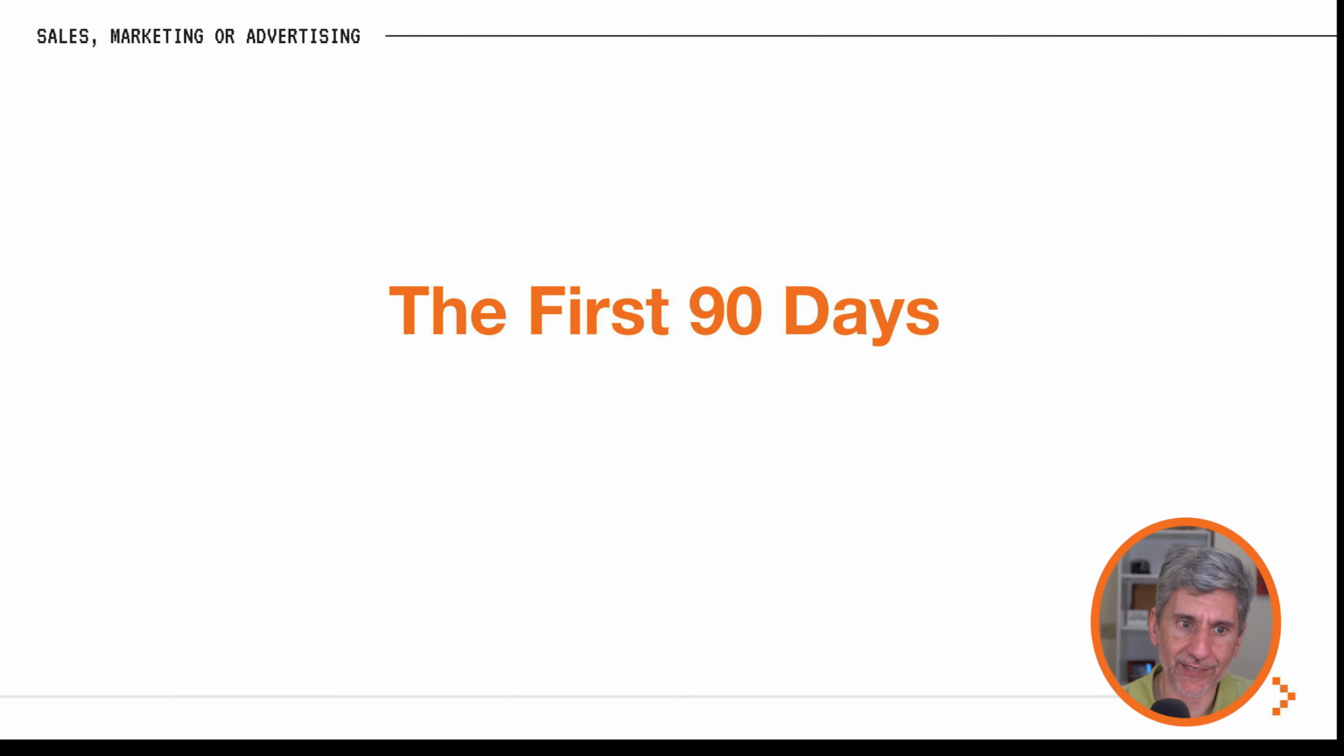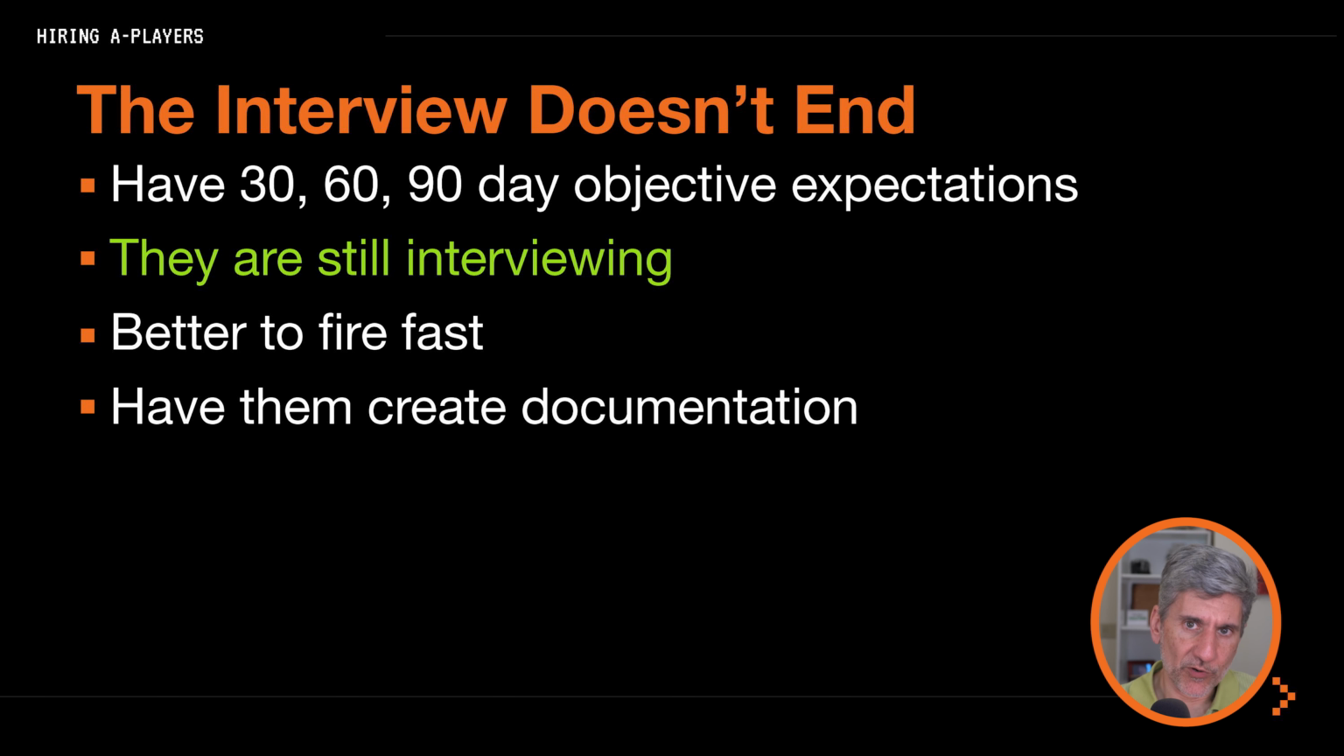The first 90 days. So the interview does not end at this point. The interview does not end when they get hired and they show up. You need 30, 60, 90-day objective expectations. Now, we're going to harken back to the scorecard, and we're going to talk about it in a second, but they're still interviewing. I talked about, I can't work with you till I've worked with you. They're still interviewing at this point.